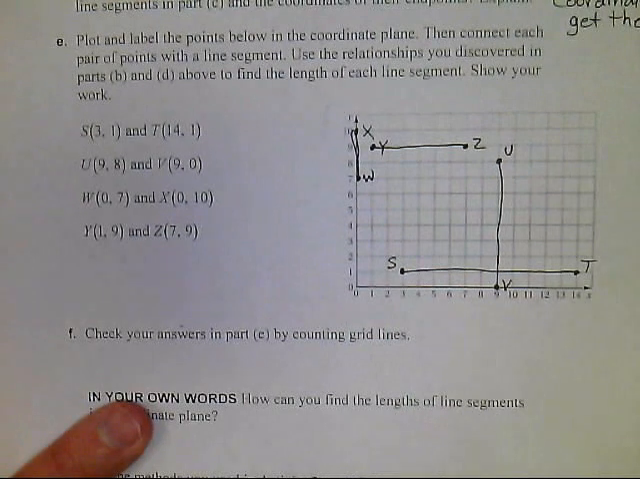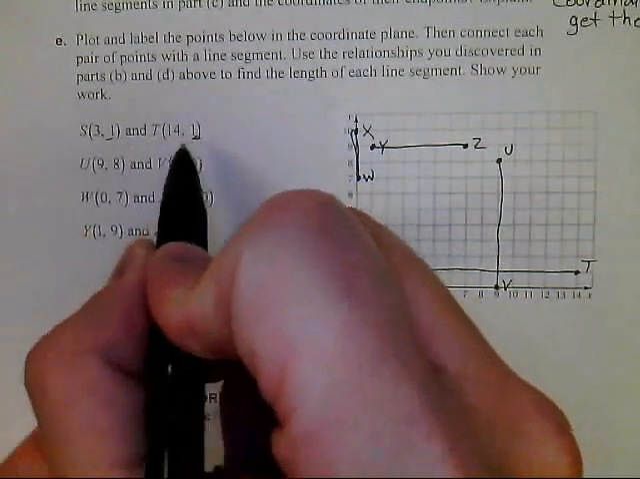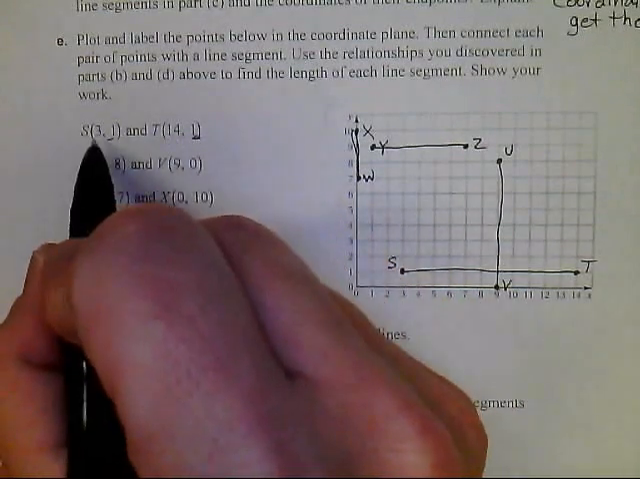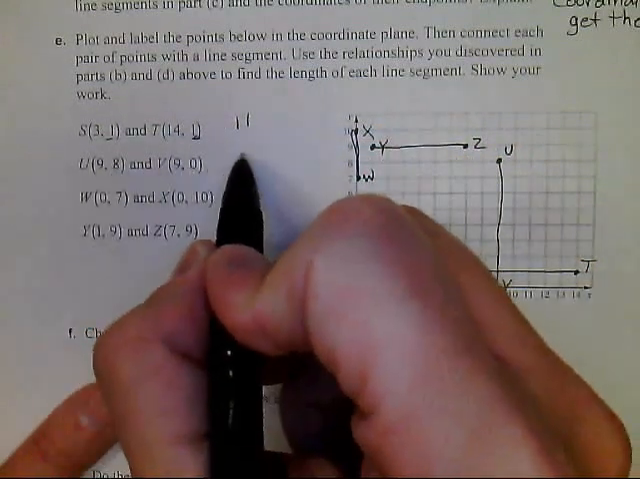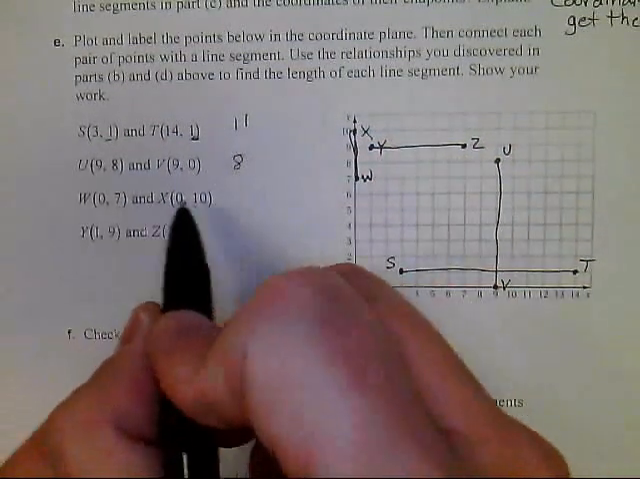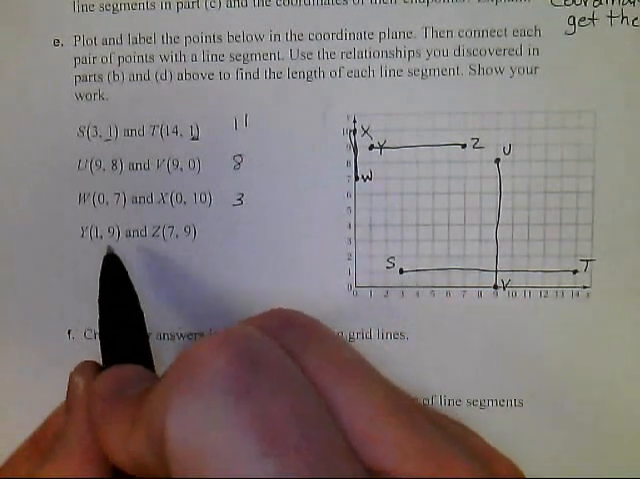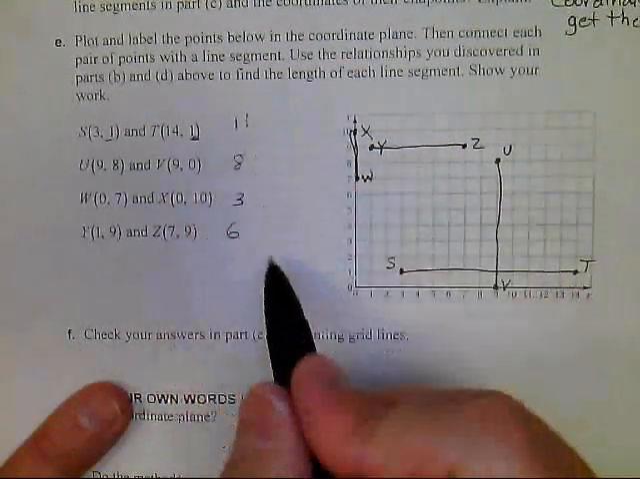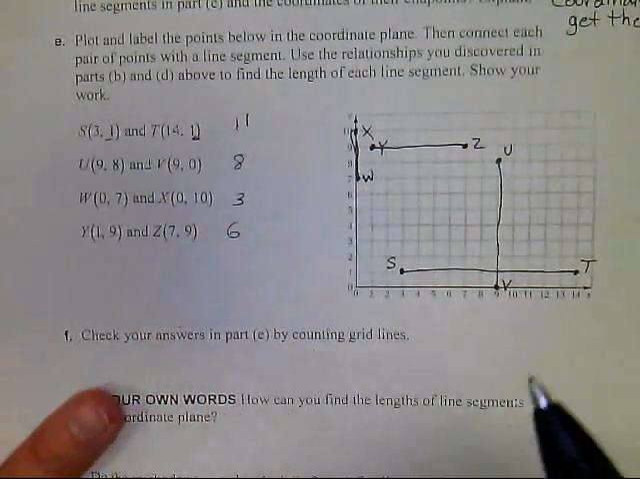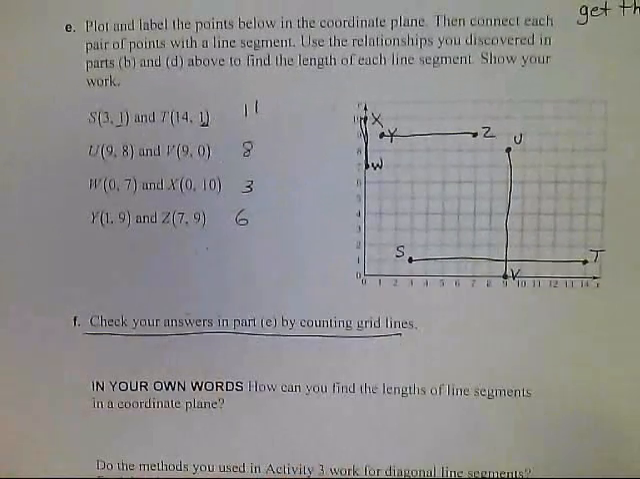Now, then they wanted me to use the relationship we discovered. So the relationship we discovered is these numbers are the same. So if I subtract 14 and 3, that gives me 11. If I subtract 8 and 0, that gives me 8. Again, the 7 and the 10 are different, so I subtract those to get 3. And again, the 9s are the same, so now I'm going to subtract the 7 and the 1 to get 6. So these should be the lengths of these lines. And now it wants me to check my answers by counting the grid lines.